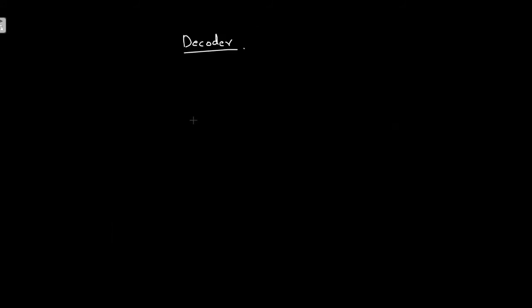Decoders are used to decode the binary state of the inputs. So the next topic is decoder. Here the decoder is used to decode the binary state. Suppose we have two inputs A and B. These two inputs have 4 states: A bar B bar.